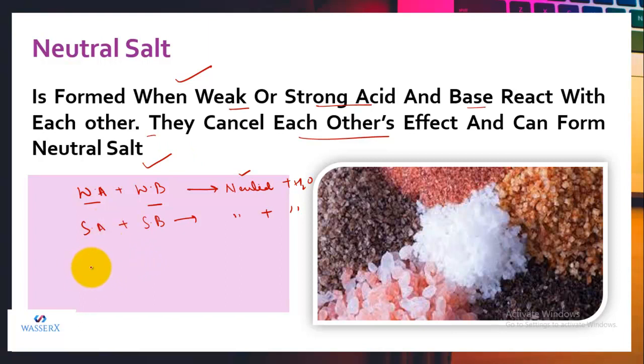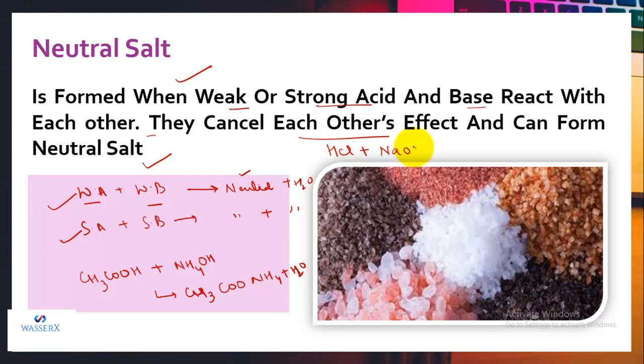Let's take up some examples. Let's do the weak acid and weak base example. Let's say we have a weak acid, that is acetic acid, and a weak base, let's say NH4OH. When they react, they will form the neutral salt, that is CH3COONH4 plus H2O. Let's take up the example for the strong acid. Let's say we have strong acid HCl and a strong base NaOH. They will react and form salt NaCl and water. Again, this NaCl and this CH3COONH4 are neutral in nature.